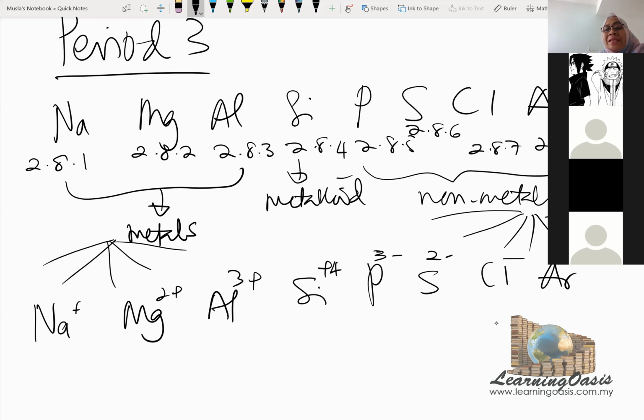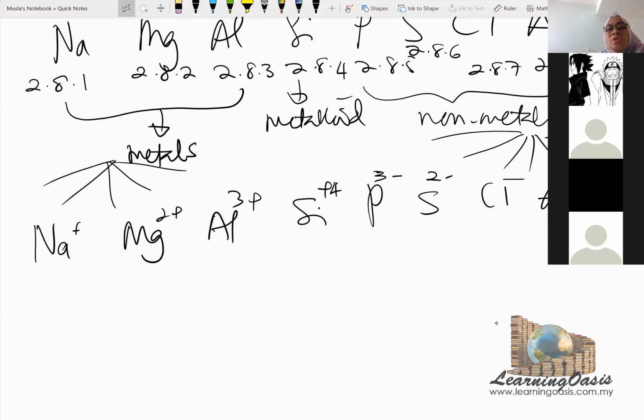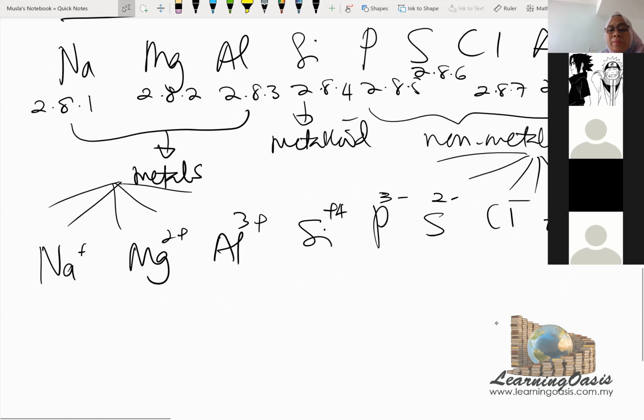So they are chemically inert. Now, in terms of chemical properties, but before that, sodium has a valency of 1. Magnesium has a valency of 2. Aluminium has a valency of 3. Silicon has a valency of 4. Phosphorus has a valency of 3 here.